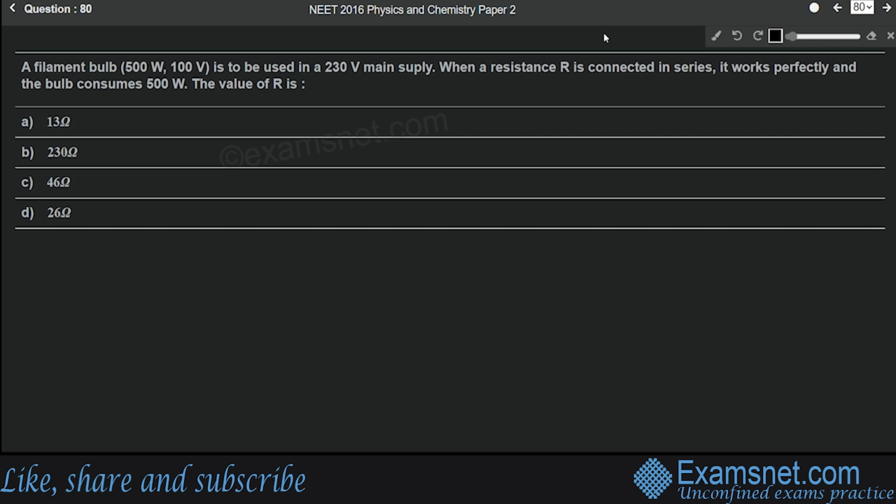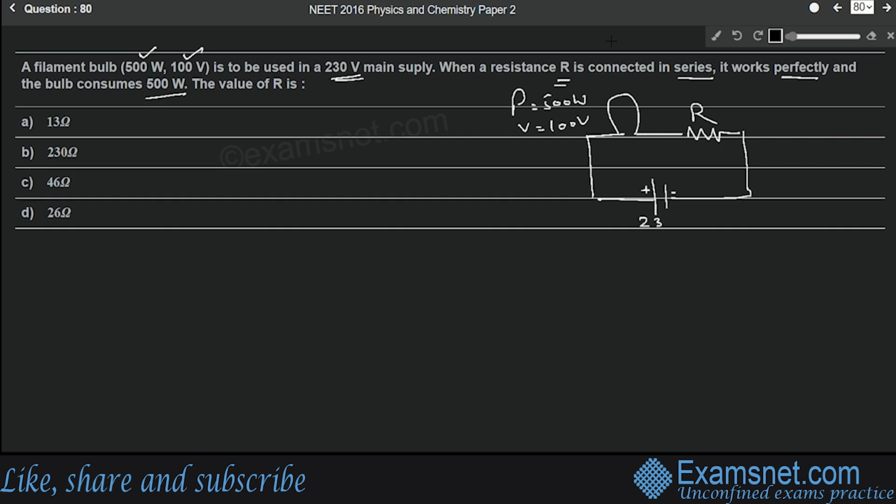Question number 80 is again from the chapter current electricity, and the question is: a filament bulb, 500 watt 100 volt, is to be used in a 230 volt main supply. When the resistance R is connected in series, it works perfectly and the bulb consumes 500 watt. The value of R is? So we have a bulb here whose power is given as 500 watt and the voltage is given as 100 volt. Then a resistance R is connected in series with this. The mains supply is 230 volt.